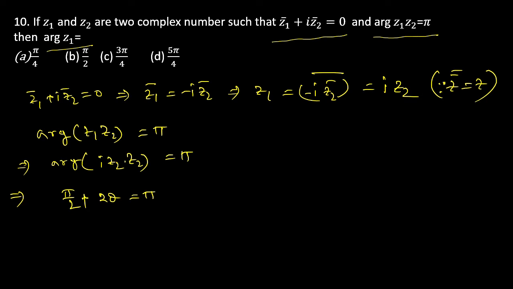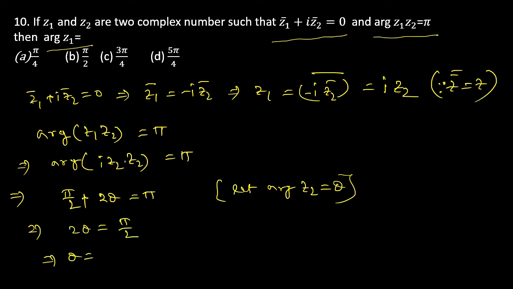Suppose argument of z2 is theta. Okay, then 2 theta is pi by 2 and theta will be pi by 4. So argument of z2 is pi by 4.